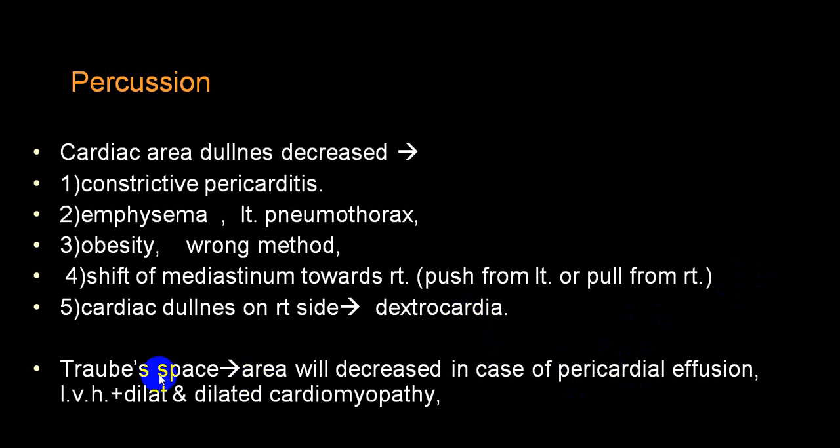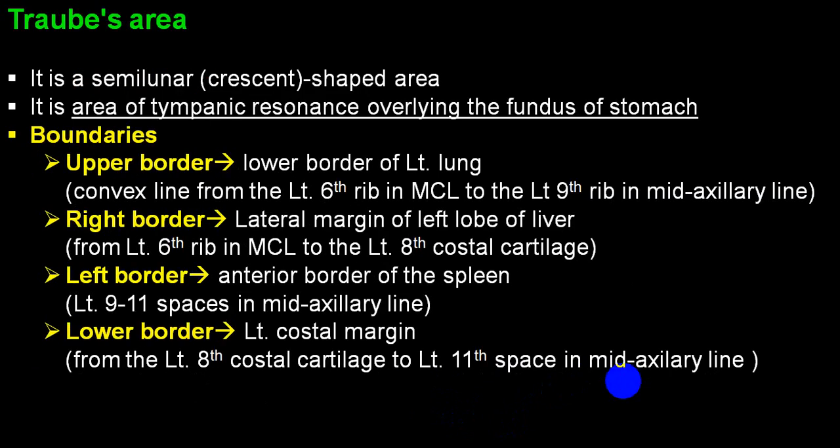And I have already mentioned regarding Traube's space. In case of pericardial effusion, LV dilatation plus hypertrophy, and dilated cardiomyopathy, there will be an increased area of dullness which will encroach onto Traube's space, and Traube's space will be difficult to demonstrate, or the Traube's space area will reduce.